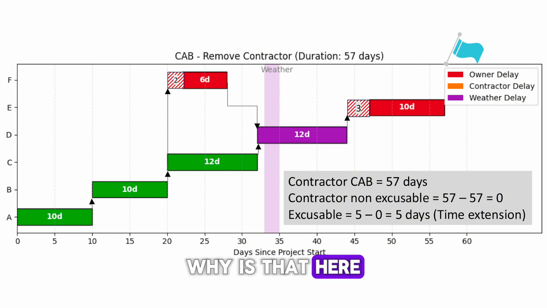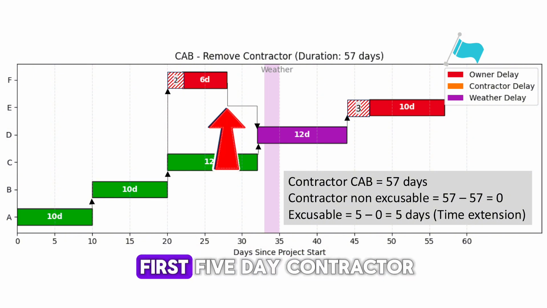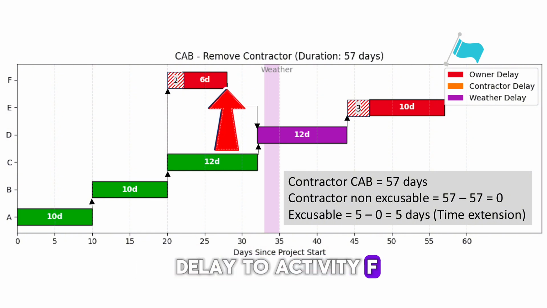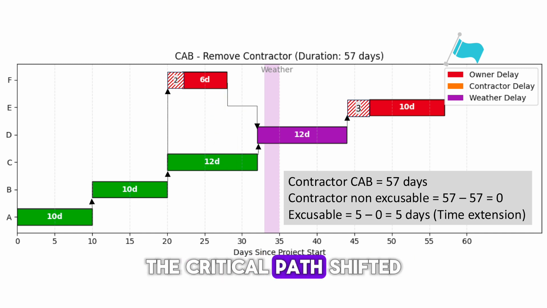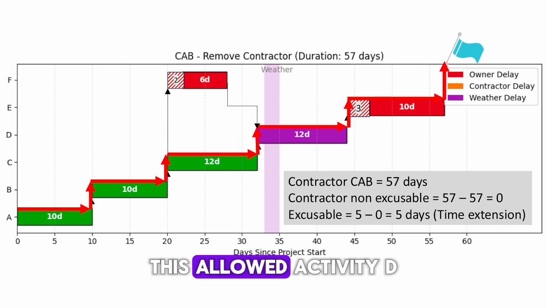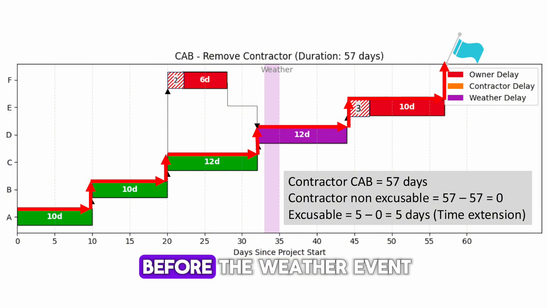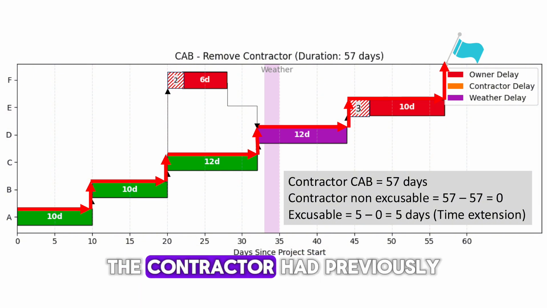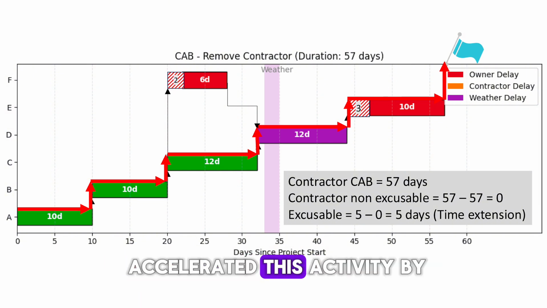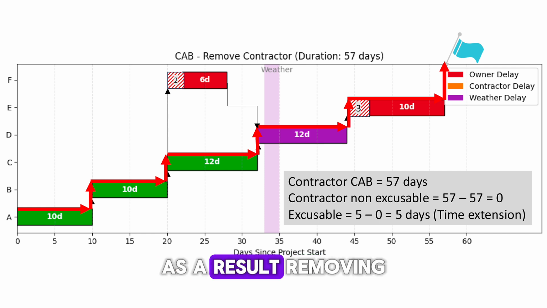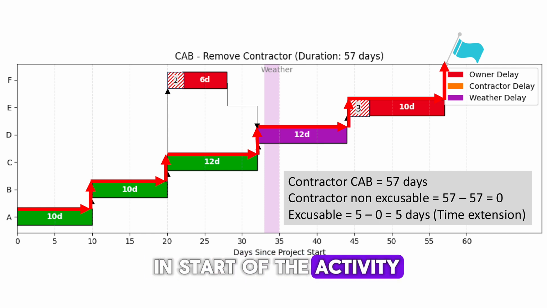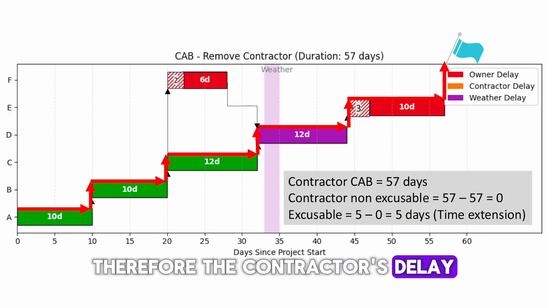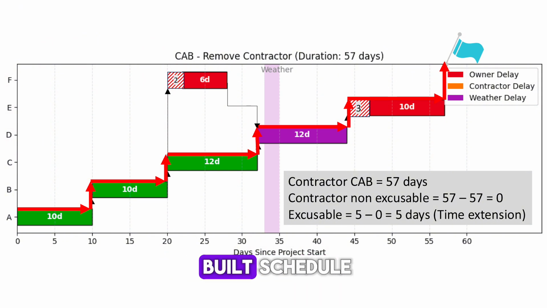Why is that? Here is the reason. When you're removing the first 5-day contractor delay to activity F, it made activity F no longer a critical one. The critical path shifted to activity C. This allowed activity D to start 1 day before the weather event. However, the contractor had previously accelerated this activity by 1 day. As a result, removing the acceleration cancels out the change in start of the activity. Therefore, the contractor's delay actually had no net impact on the as-built schedule.